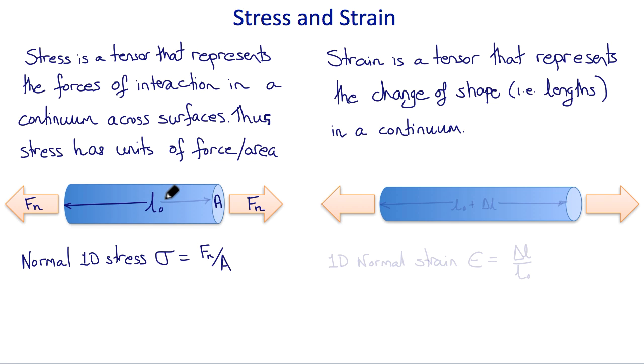So if our sample had an original length of L naught, and as a result of the application of the forces stretched to a new length, L naught plus delta L, then the 1D normal strain in this tensile example, epsilon, equals delta L over L naught. So stress is force per unit area, strain is length change.